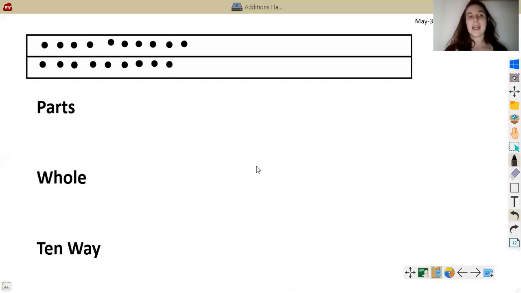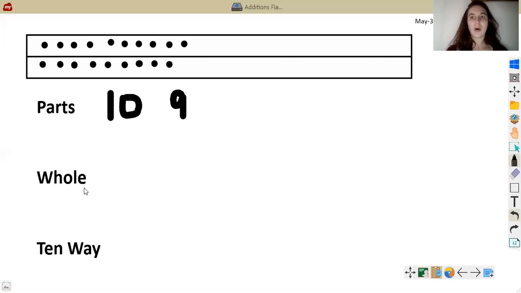All right, scholars. Now looking at my 2 rows, what do you think our 2 parts are? Go ahead and share out loud what you think our 2 parts are. Yeah, if you said your 2 parts are 10 and 9, you are correct. We know this because in our first row, which represents our first part, there's 10 circles. And in our second row, which represents our second part, there's 9 circles.